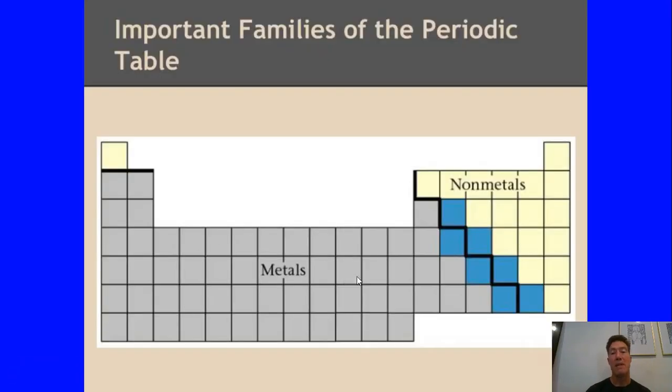Some important families of the periodic table. You already know that basically everything here on the left, with the exception of hydrogen, are metals, and everything along this stair step are metalloids, and everything here on the right are nonmetals.